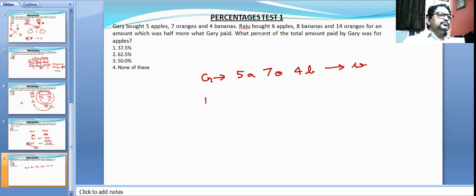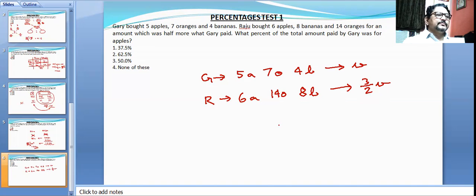And Raju was there, who bought 6 apples, 8 bananas, and 14 oranges. And it has been said that his amount was half more than what Gary paid. So it must be 1.5 of V. 1.5 of V means 3/2 of V. So this is the scenario.